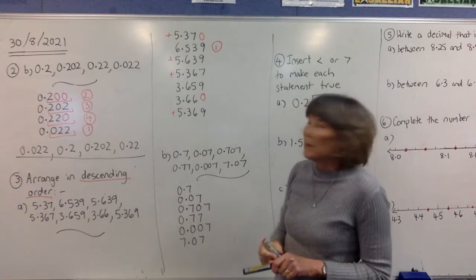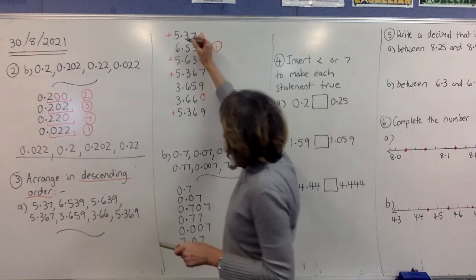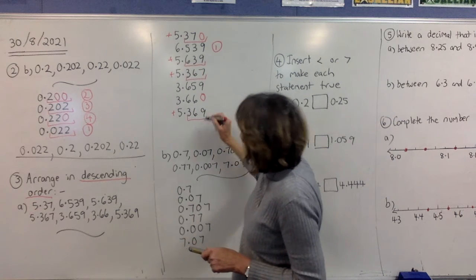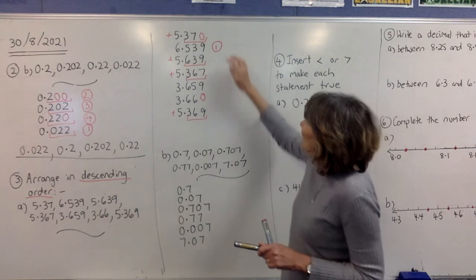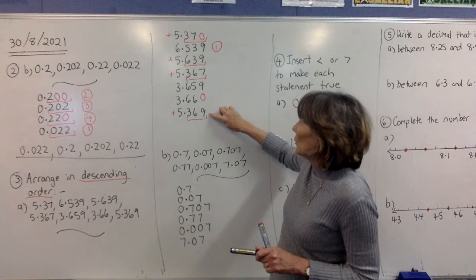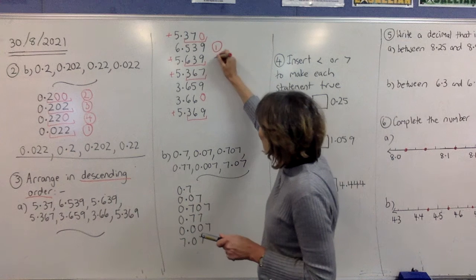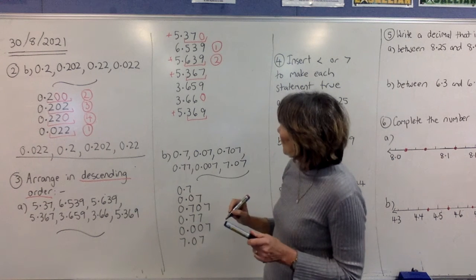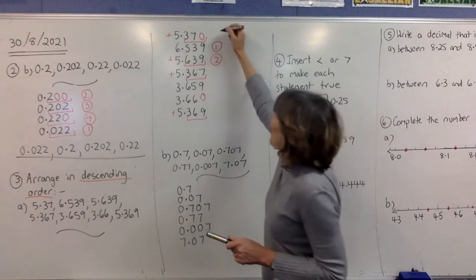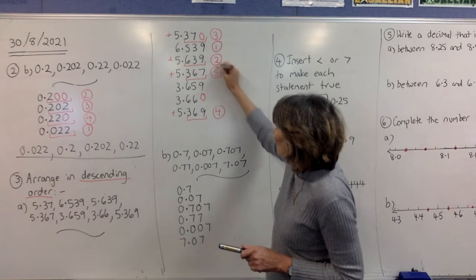Out of those ones, because they're all starting with a 5, we've got to look at what they finish with. So let's look at these numbers here. Now we want the biggest, remember. So we've got 370, 639, 367 and 369. I'm sure you'll agree that 639 is biggest. We'll put that next. And out of the ones we have left, 370, 367, 369, 370 would be next, then 369, and then 367.